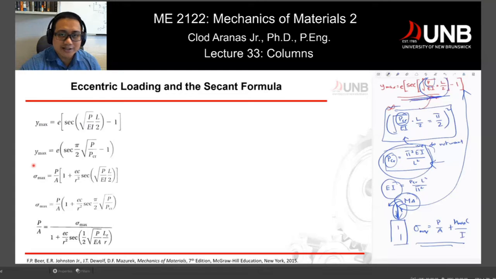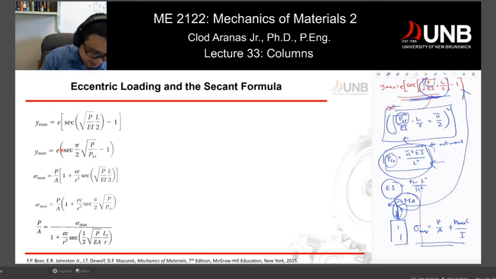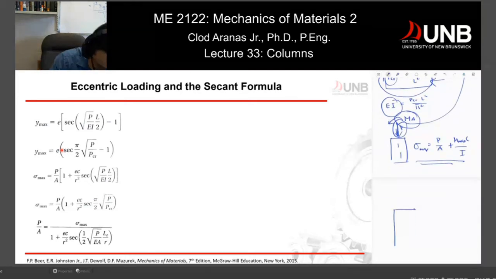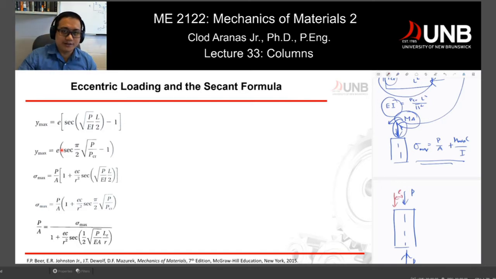So you have Y maximum, so that's the maximum deflection of your beam, defined by E. So your E is offset. So if you have a column, oops, I made a mistake there. So let's define one by one. So that's P. So if you move your force to a certain point, let's say to this one, so this is your E. So that's the offset from your central axis. So that's your point E. That's secant, that's pi over 2.